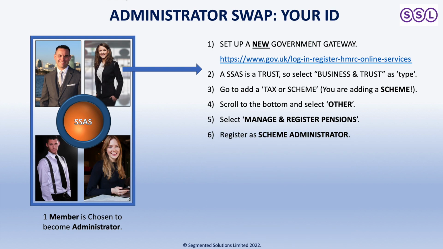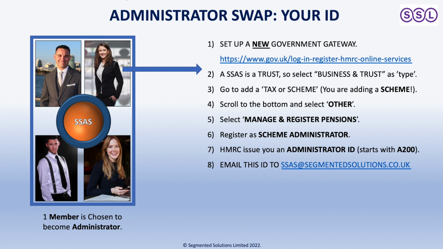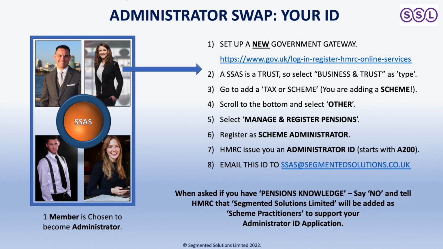There'll be lots of different questions to confirm your identity and so on and so forth. But at the end of it, you'll have an administrator ID, which is a number starting with A200. And we need you to email us that ID number, as well as the full name that you used on the application. We've had a number of cases where customers have not put their middle name in or have put their middle name in. And we need to make sure it's absolutely accurate. Otherwise, the revenue will say, sorry, we don't recognize that person. And when you're asked about pensions knowledge, that's where you say no, and you say that Segmented Solutions Limited will be added as your practitioners to support your application.